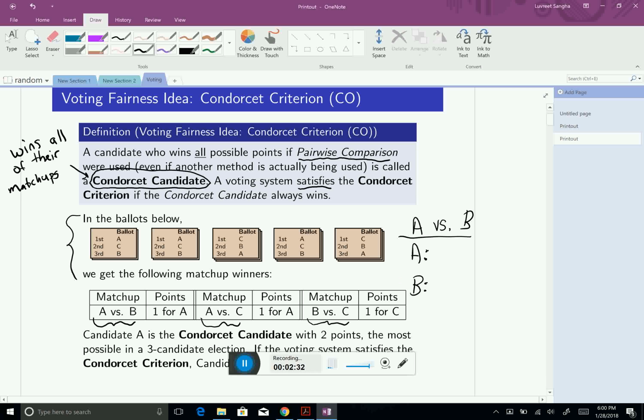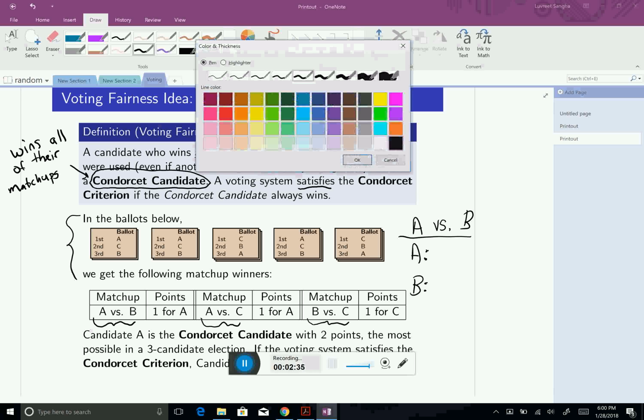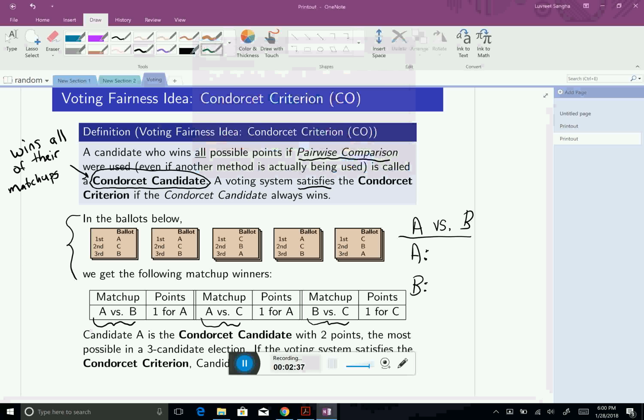So if I look at these ballots, in this first ballot, A is higher, so I'm going to circle that. In the second ballot, again, A is higher than B. In the third ballot, B is higher. In the fourth ballot, A is higher, so I'm going to circle that. And in the fifth ballot, B is higher. So overall, 3 people had A higher, and 2 people had B higher.